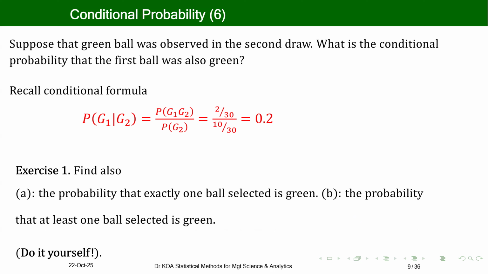Find the probability that exactly one ball selected is green, and then the probability that at least one ball selected is green. These are very poignant. The first one is exactly one ball, and the next one is at least one ball. You should do that yourself, and I'll collect it next week. I'll send you the slide so you will see the questions. I want you to do it and submit it to me.